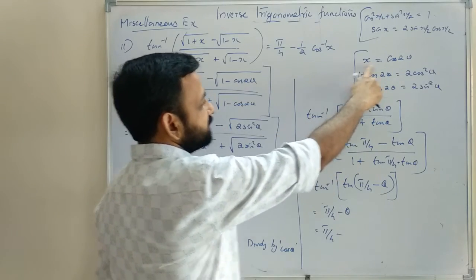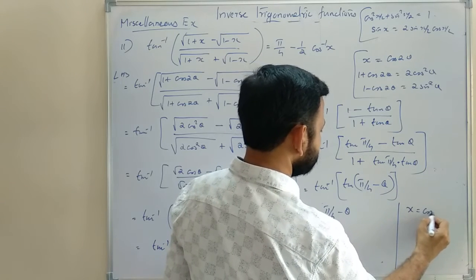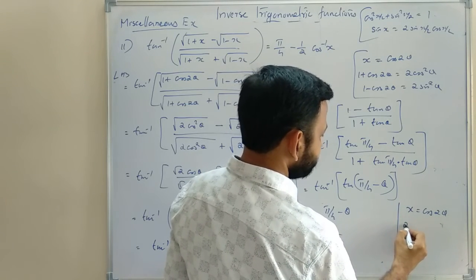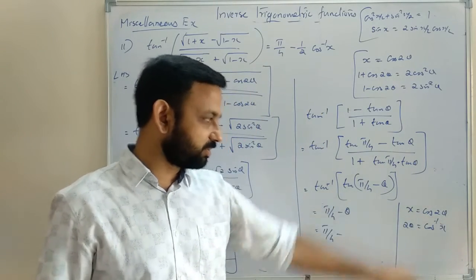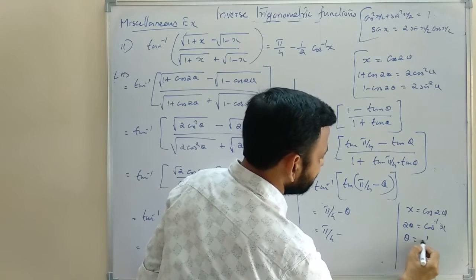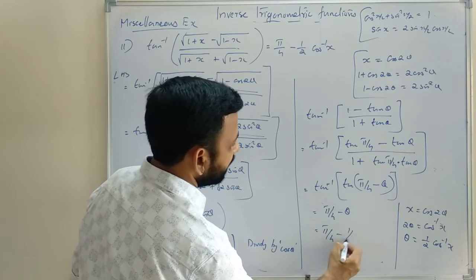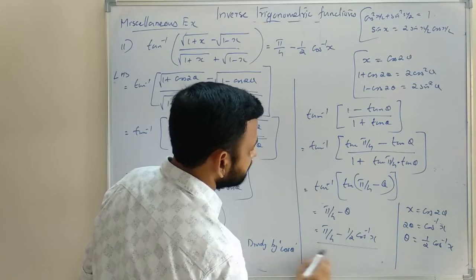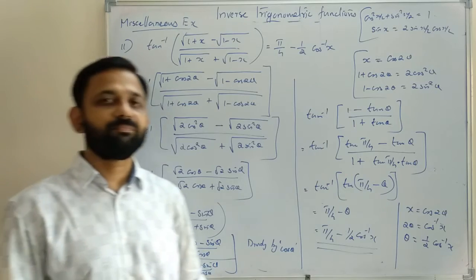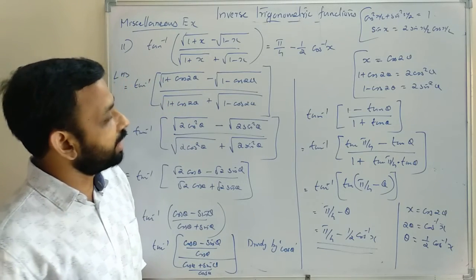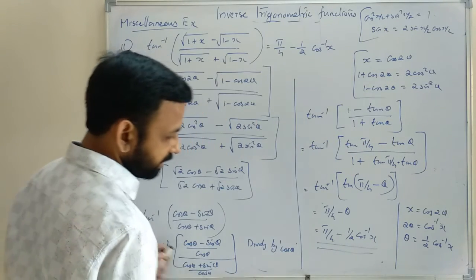Here our substitution is x equal to cos 2 theta. Therefore 2 theta is equal to cos inverse x, therefore theta is equal to 1 by 2 cos inverse x. So this theta can be replaced by 1 by 2 cos inverse x. So we got the result pi by 4 minus 1 by 2 cos inverse x. So here LHS and RHS are equal. So that is question number 11.